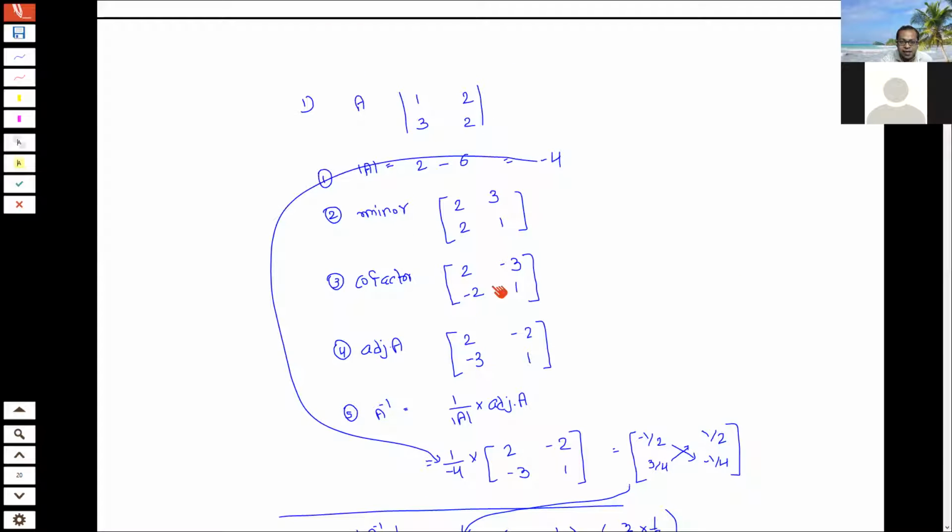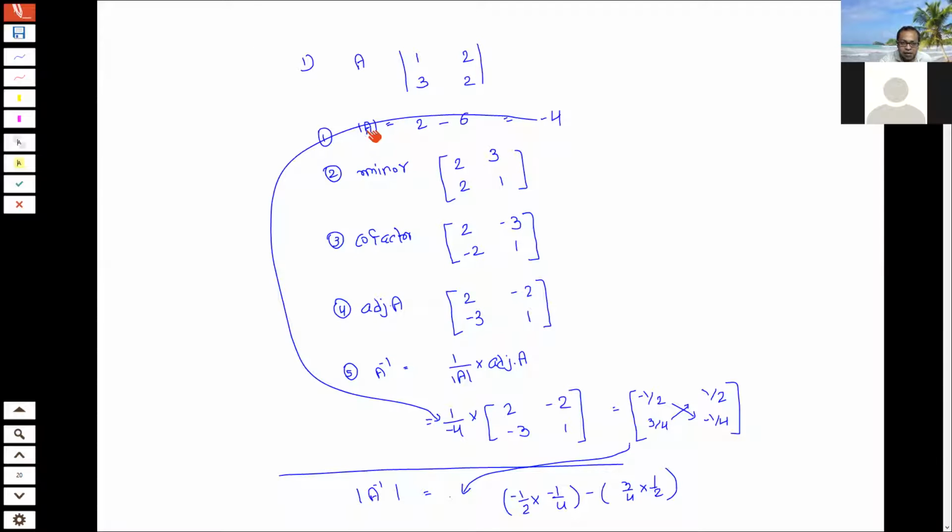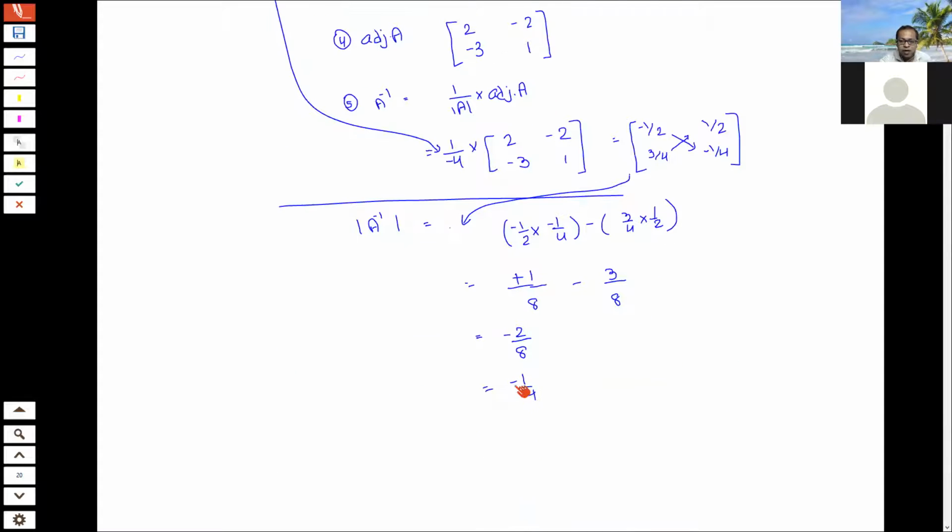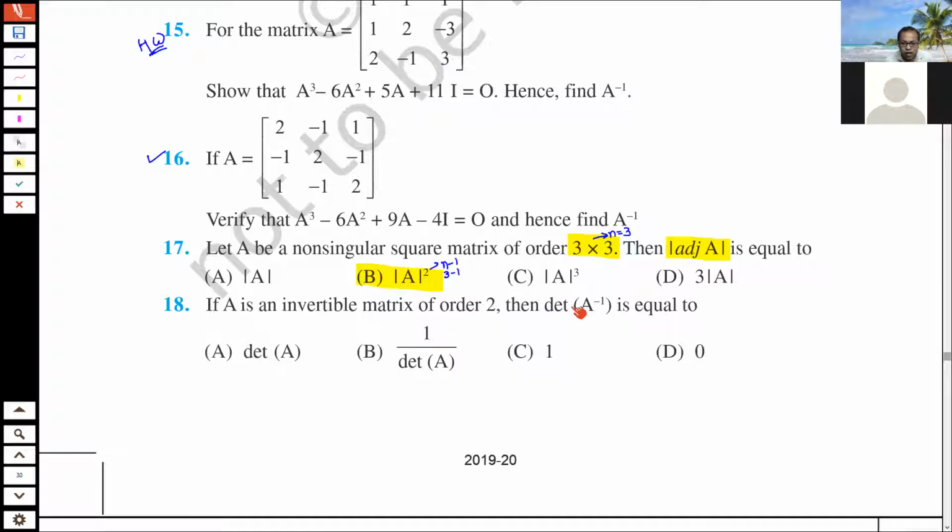Can I say basically it is nothing but 1 upon determinant of A? Yes, if I do 1 upon determinant of A, then 1 upon minus 4, again I will get the same thing. So this is the same as 1 upon determinant of A. You can take any value. So the determinant of an inverse matrix, if it is of 2 by 2, is nothing but 1 upon determinant of A.